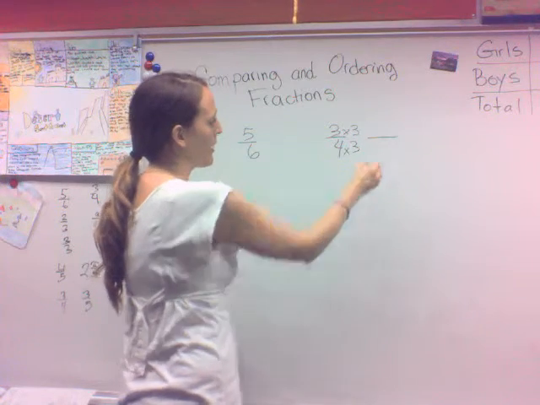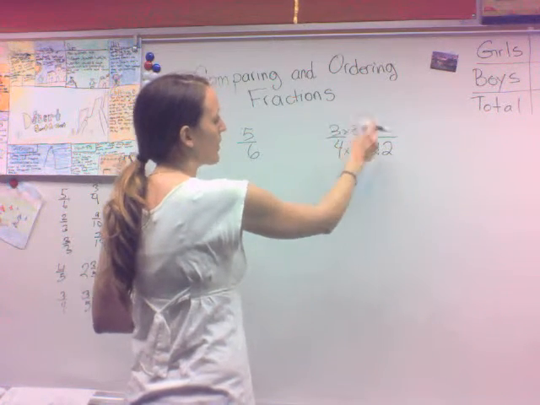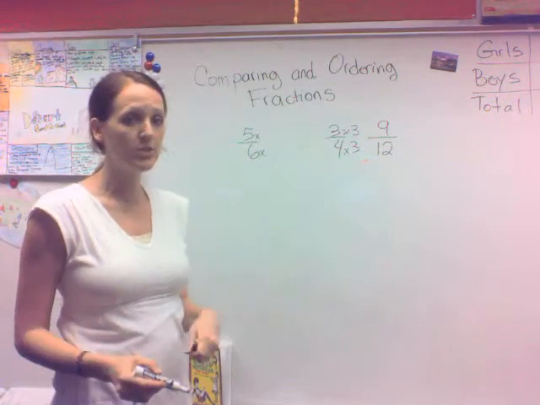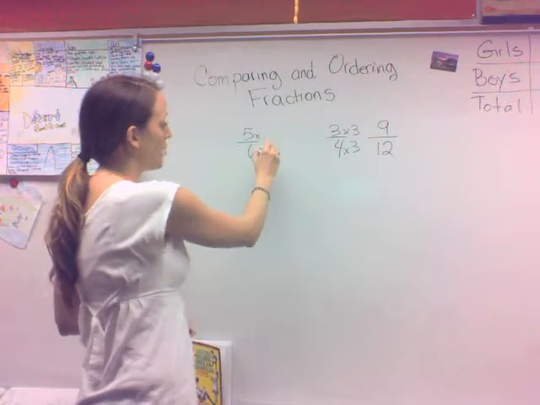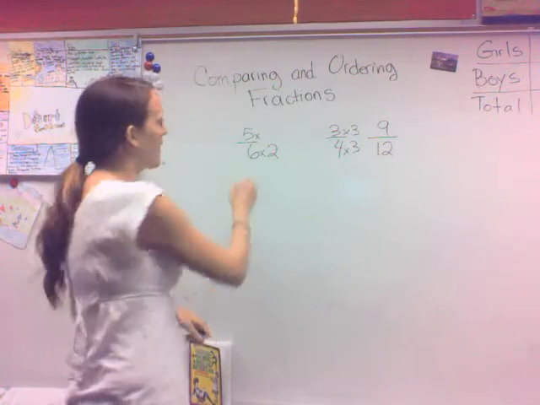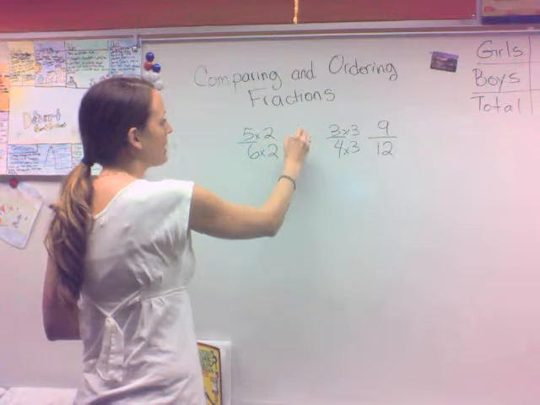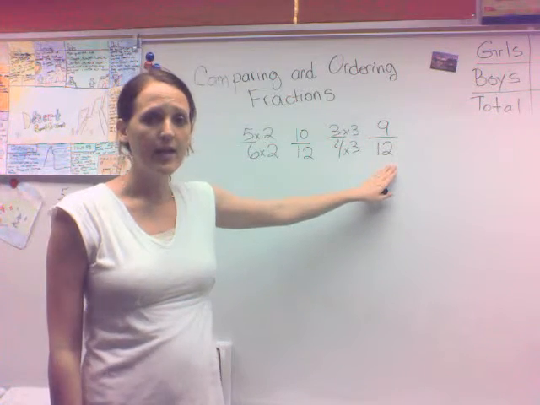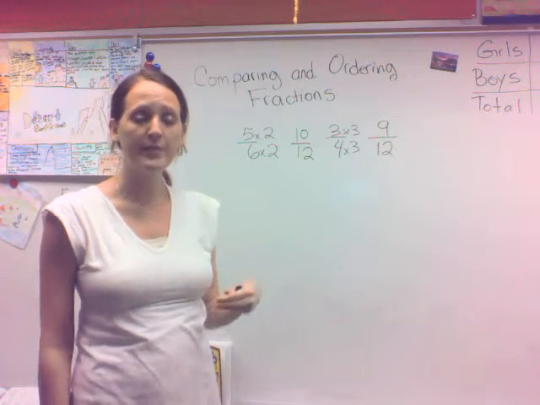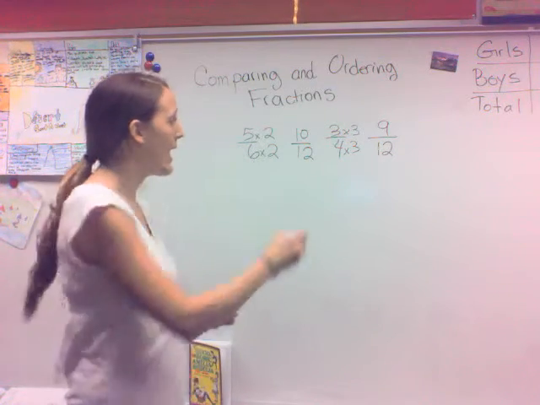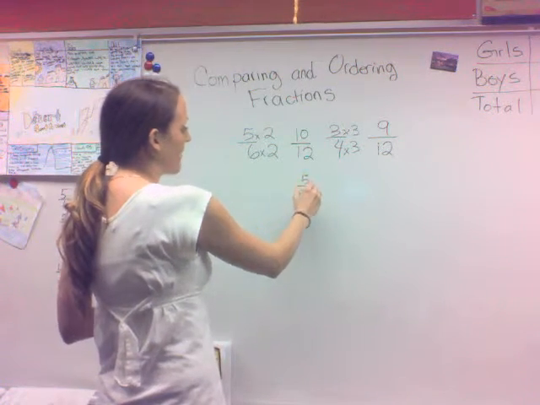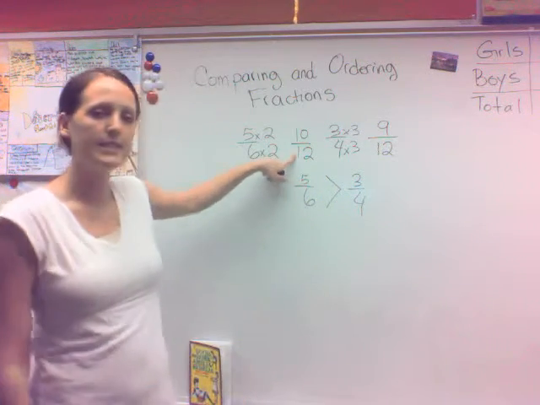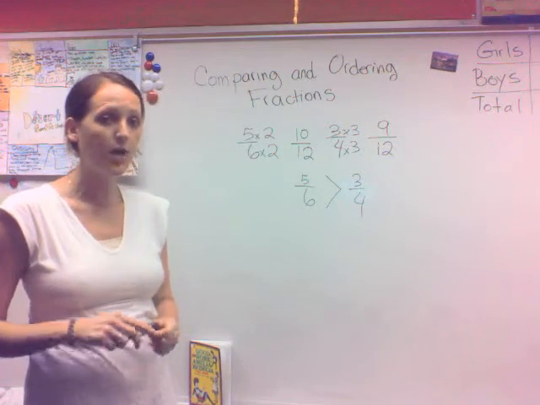Multiply 4 by 3, you get 12. Multiply 3 by 3, you get 9. What can we multiply the 6 by to change it into 12? 2. And if you do it to the bottom, you got to do it to the top, and this becomes 10/12. Now it's easy for us to see and to compare 10/12 and 9/12 because our pieces are the same size, and I can see that 5/6 is greater than 3/4 because 10/12 is greater than 9/12.